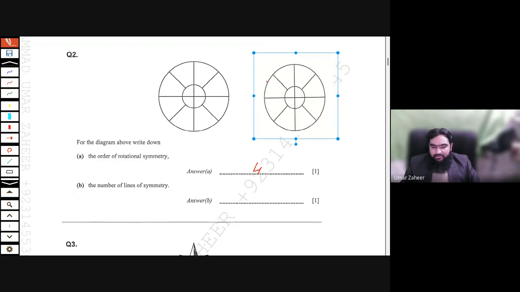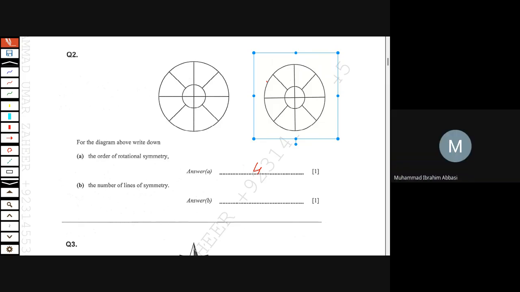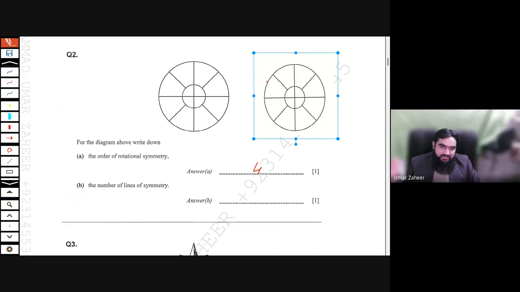How is the 5 going to be right? Because it's under 360 degrees. You have to rotate it up to 360 degrees. So after rotating 360 degrees, you will see the same shape 4 times. So the order of rotational symmetry is going to be 4. Yes, everyone. Now the number of lines of symmetry.